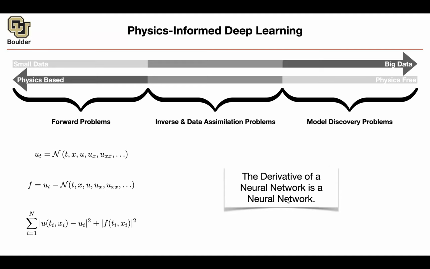Based on this observation that the derivative of a neural network is a neural network, you create a physics-informed neural network, F, and then you fit it to the data that you have. Some data are going to be on your solution, and some data are going to be trying to enforce F to be 0.